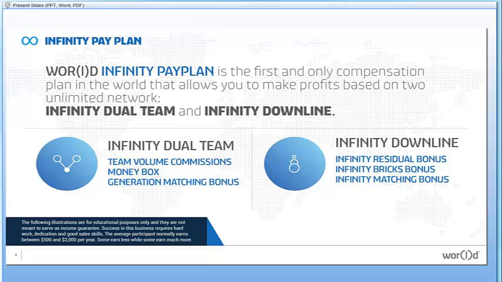Some people like to use the word binary, which you could, but in a traditional sense, the way binary pays out for most organizations is so different from the way our binary pays out. So now, of course, we have the Infinity Downline bonuses, and all the bonuses on the right-hand side are paid monthly. All the bonuses on the left-hand side are paid weekly. All right? Go ahead, Bishop.